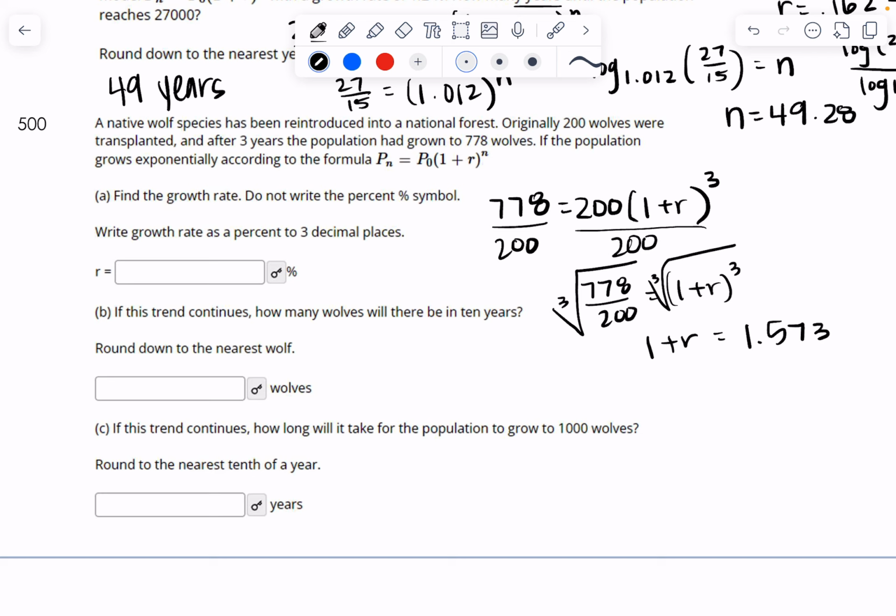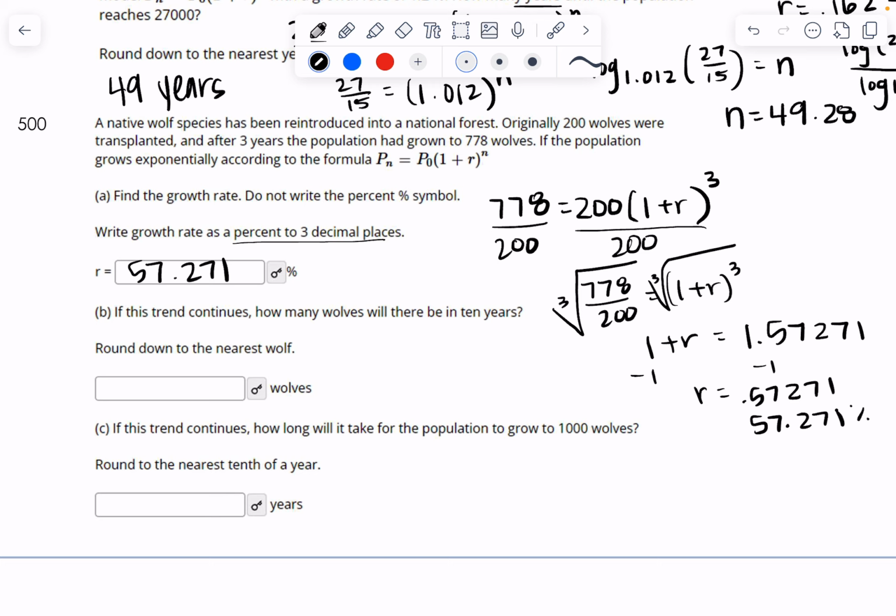Let's see. It says write growth rate as a percent to 3 decimal places. So I think I actually need to write out more of these decimals. So I'm going to do 1.57271. Then we subtract 1 from each side. So R is 0.57271 or 57.271%. So that's what we'd put up here.